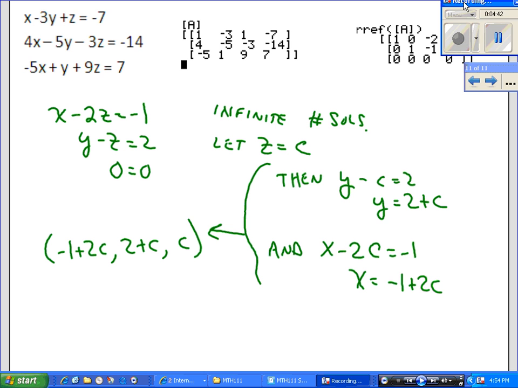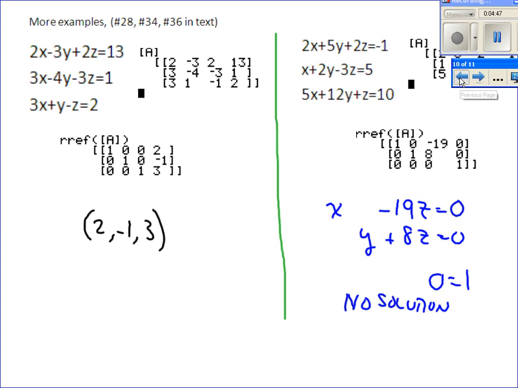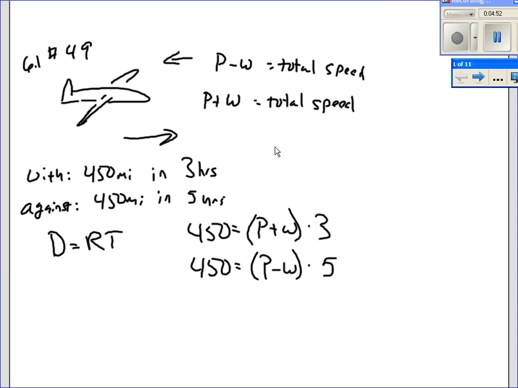Let's see, how much time do I have left here? Let me go ahead and pop back and just show you a couple story problems that the lecture class had asked me about. This is one that's in the book.